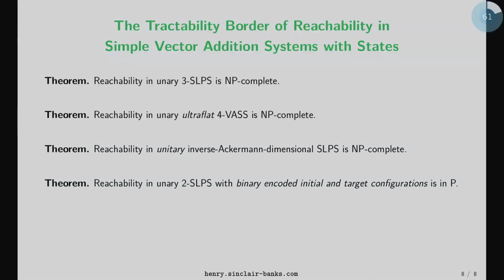We do have a polynomial time algorithm if you're given a unary two-dimensional simple linear path scheme, but where the initial and target configurations are encoded in binary, so they can be very large values, then the problem is decidable in P. This increments on what was known for two-dimensional systems, all in unary, including the source and target configurations. This algorithm is ridiculously complicated.